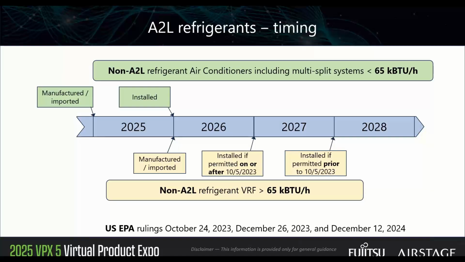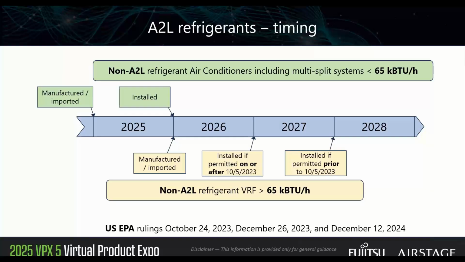It's a little different, kind of delayed, for non-A2Ls above 65,000 BTUs. They have to be manufactured and imported before January 1st, 2026. Then they can be installed the following year, or 2027. It depends on when they got the permit. If they're permitted on or after 10/5/23, then they can be installed during 2026. If they have an earlier permit, then they can be installed during 2027. So by the end of 2027, all of it has been done. And these are based on EPA rulings last year and even the year before.